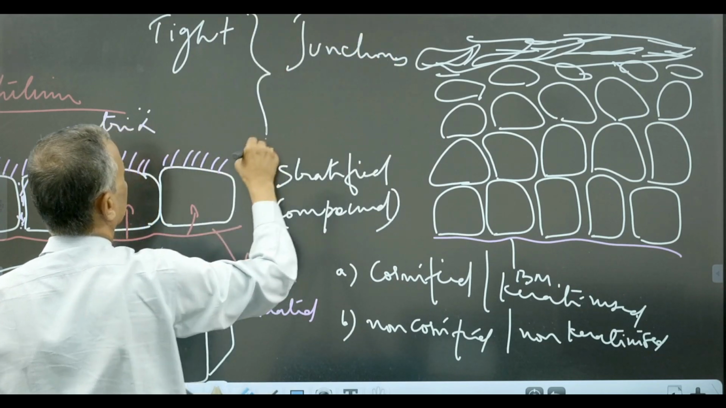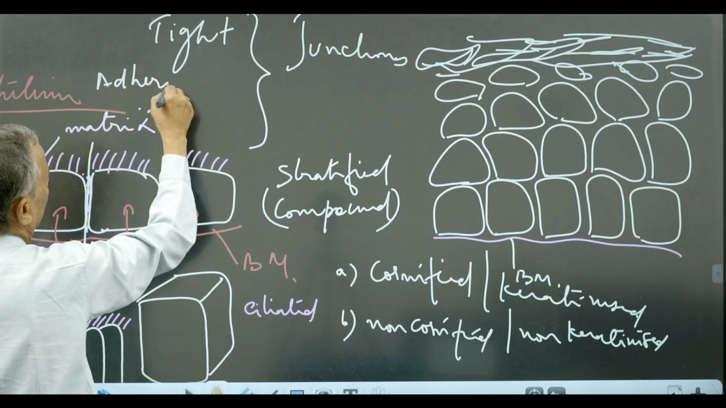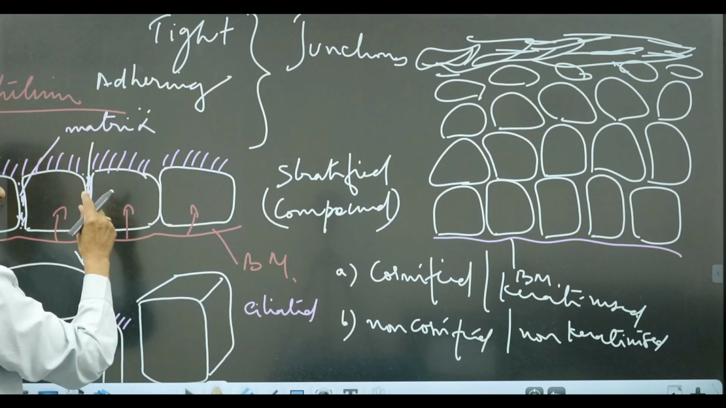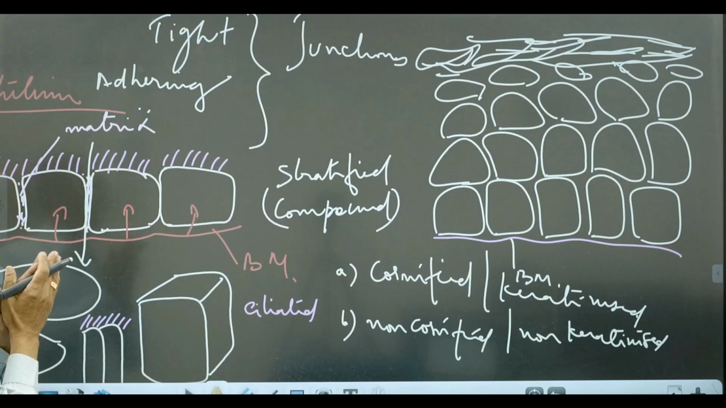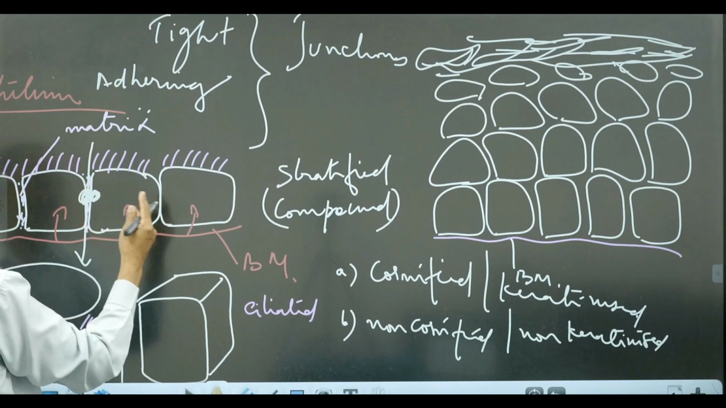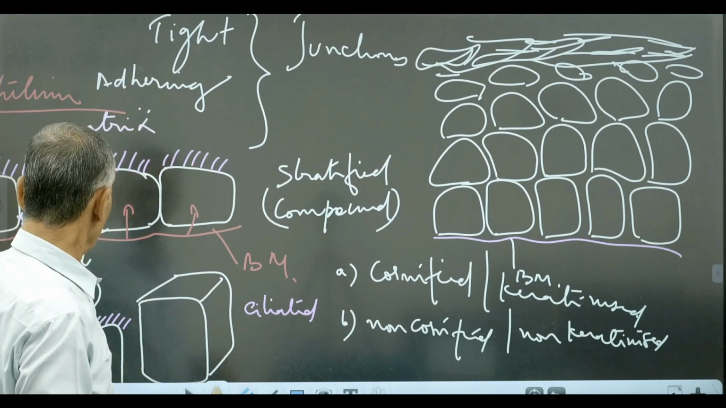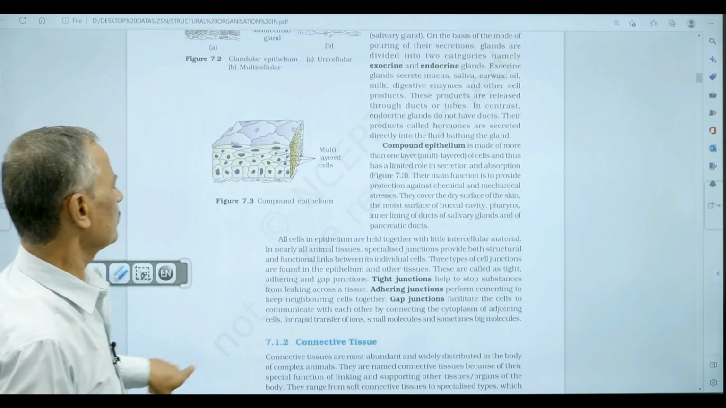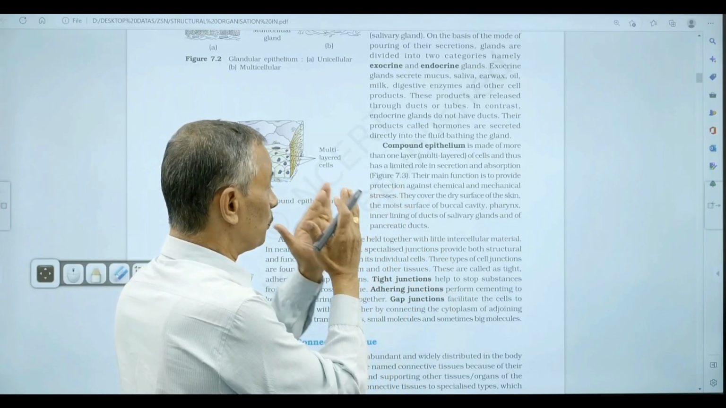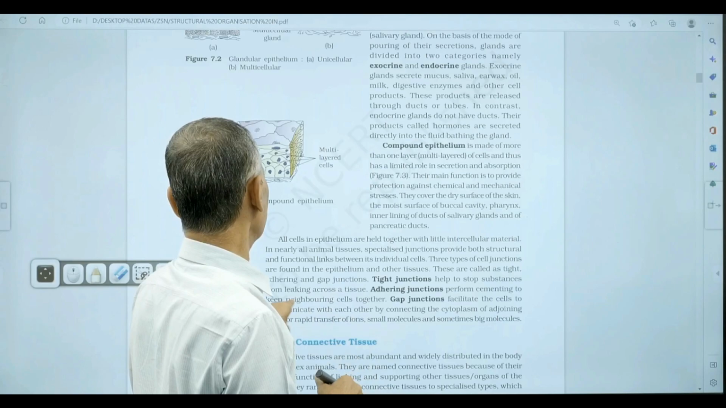Okay. Second one is adhering junction. What is an adhering junction? At the point of contact between adjacent cells, there may be some cementing material that will help in keeping the cells more attached. This attachment will keep the cells in position, attaching them, adhering them together, cementing them together.